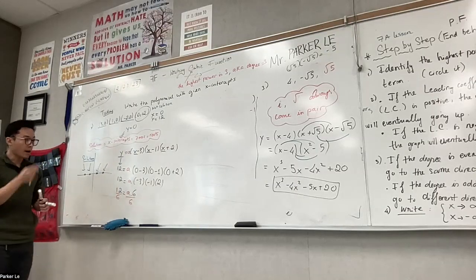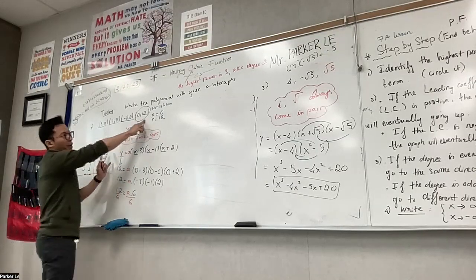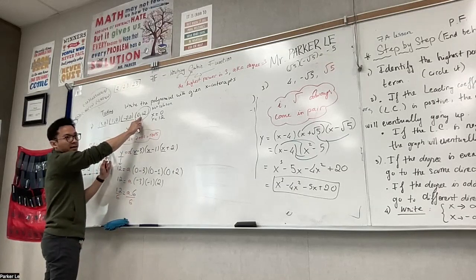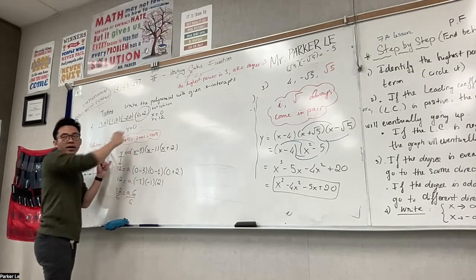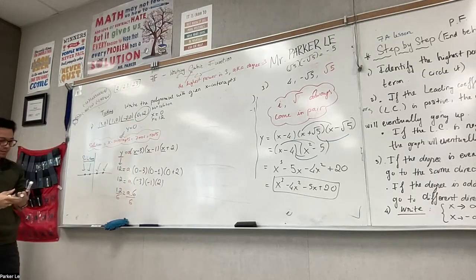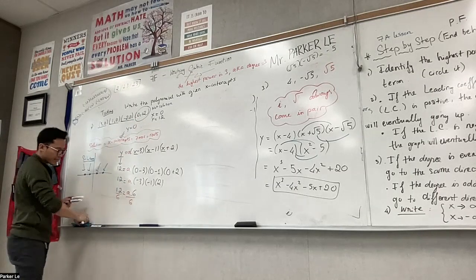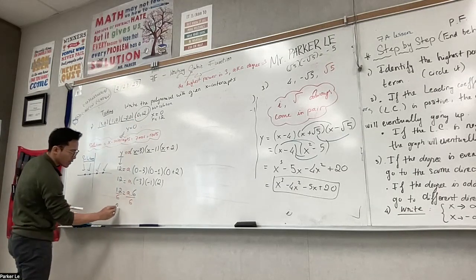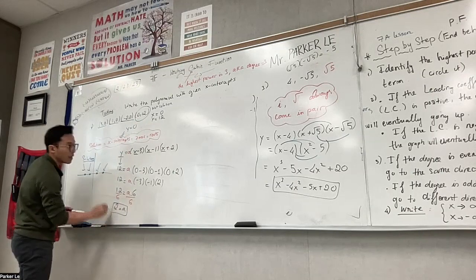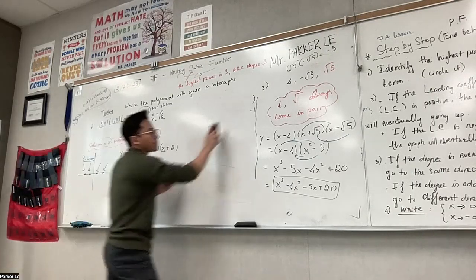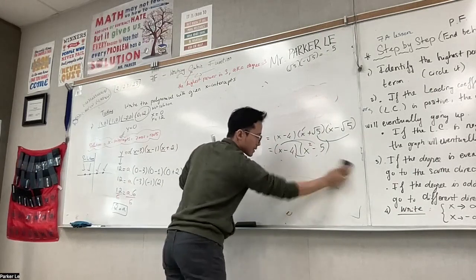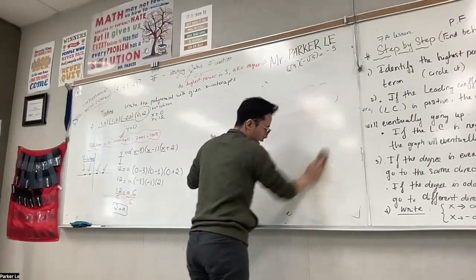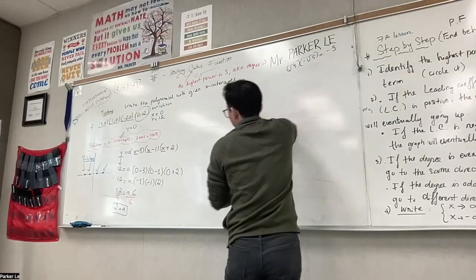Oh, 12 is from the point, the extra point right here. Yeah, the extra point, this is not a solution, right? Because y is not 0. So I use that point to find a. What is 12 divided by 6? 2. So a is 2. That is the a. Basically, that's it.